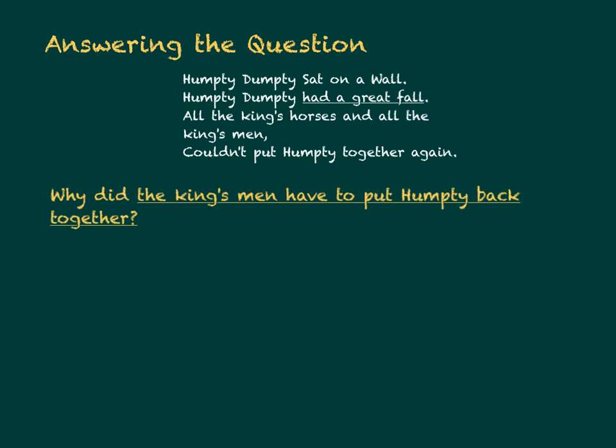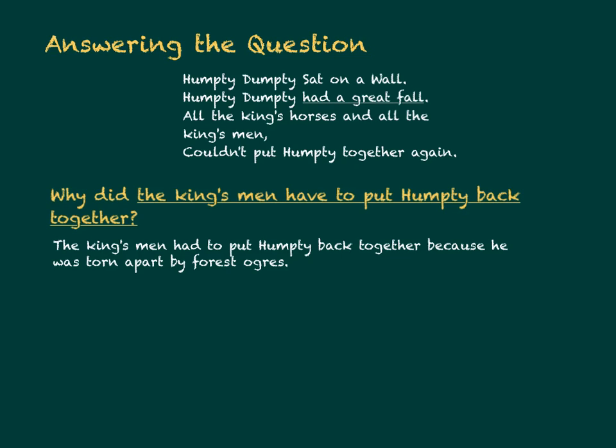For this example, we'll use the nursery rhyme, Humpty Dumpty. Our first question is, why did the king's men have to put Humpty back together? This is an easy one, right? Here's my answer. The king's men had to put Humpty back together because he was torn apart by forest ogres. Right? No, that's not right.